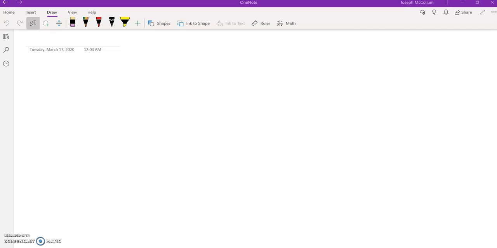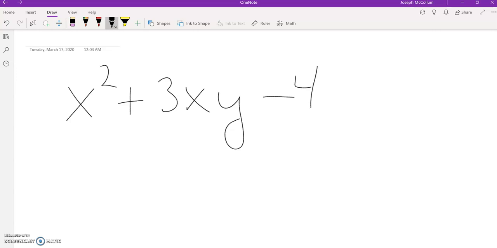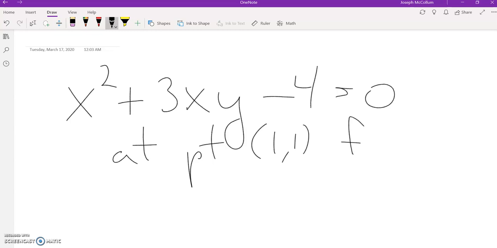Hello, everybody, and today's lecture is on implicit differentiation, the implicit derivative. So, what are we talking about here? If we have an expression like x squared plus 3xy minus 4 equal to 0, and I want to, at the point (1, 1), find dy/dx, how would I do that?